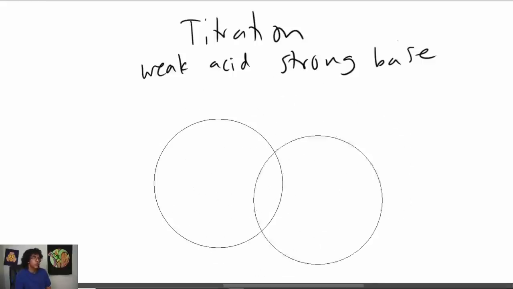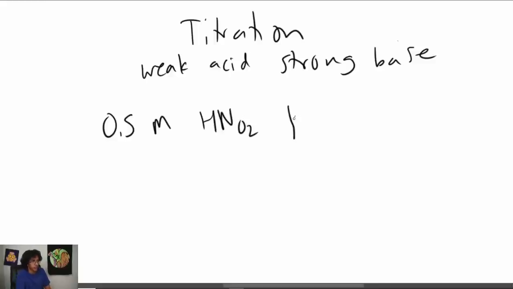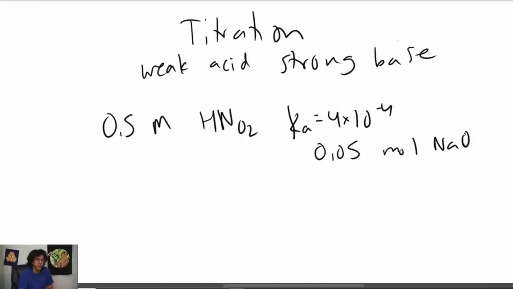But for a weak acid, strong base, it actually looks something like this. So over here, the weak acid actually acts like a buffer, which is why it starts going pretty strongly, and then starts leveling off, because it is becoming a buffer. So let us talk about how to deal with that. Let's just say we have 0.5 molar HNO2, which has a Ka of 4 times 10 to the negative 4, and we are adding in 0.05 moles of NaOH.